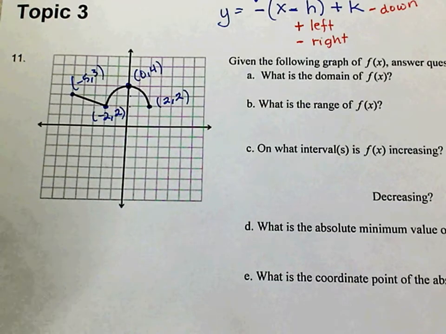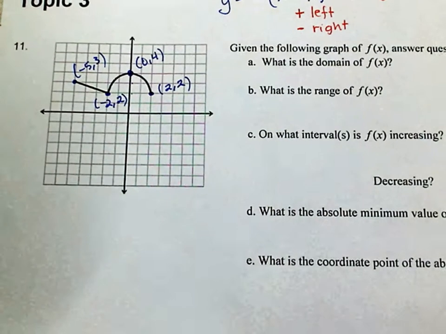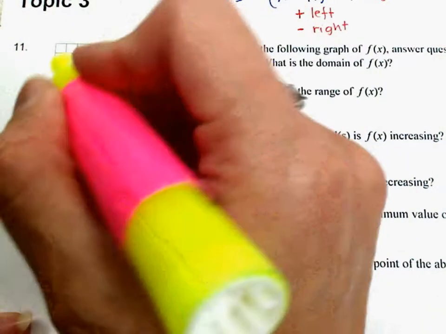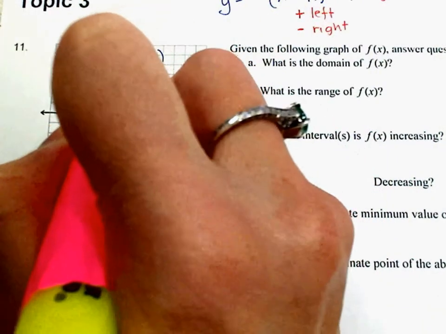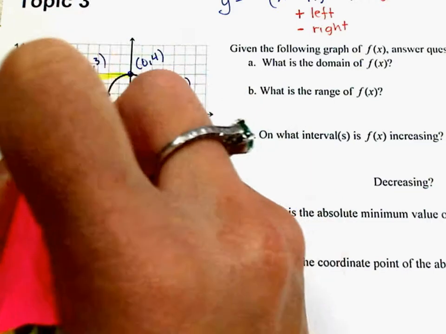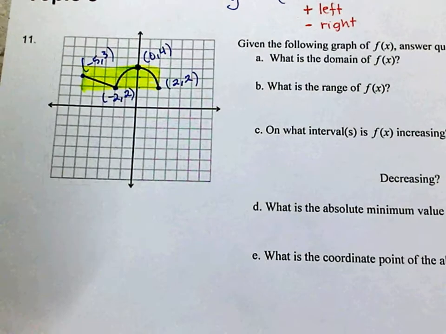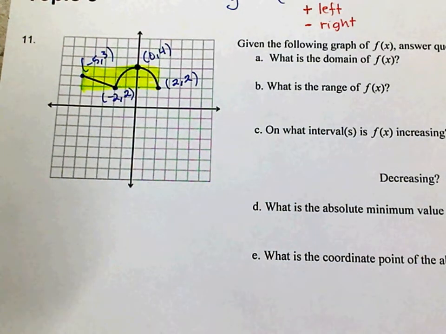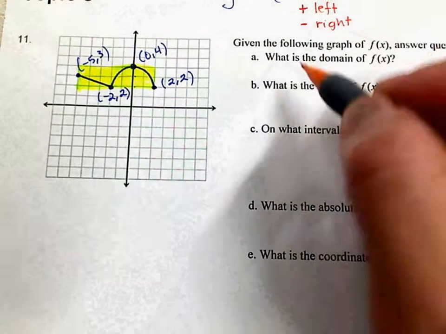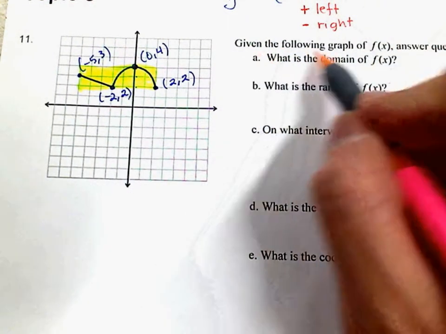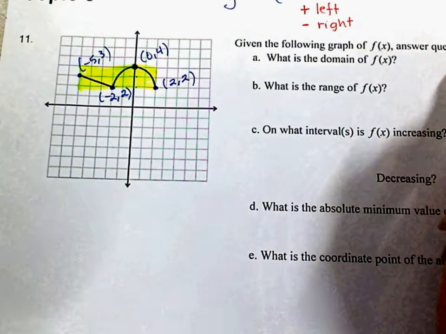So let me give you guys a little hint that might help you. If you box in your graph with a highlighter, basically this is what you are doing. You're boxing in your graph and you just want to know left to right and low to high. Bottom to top. All right. Let's look at number 11A. Given the following graph, answer questions A through E.